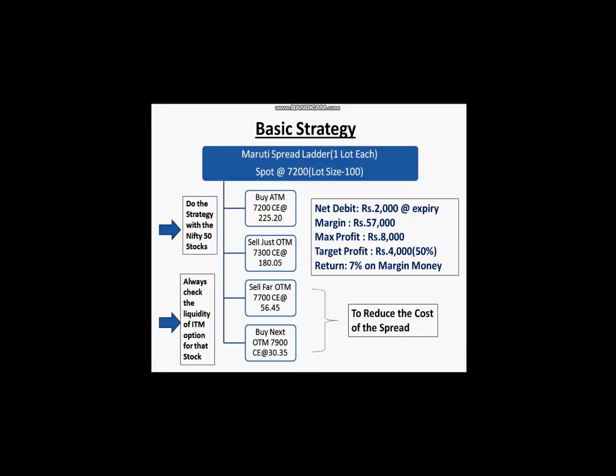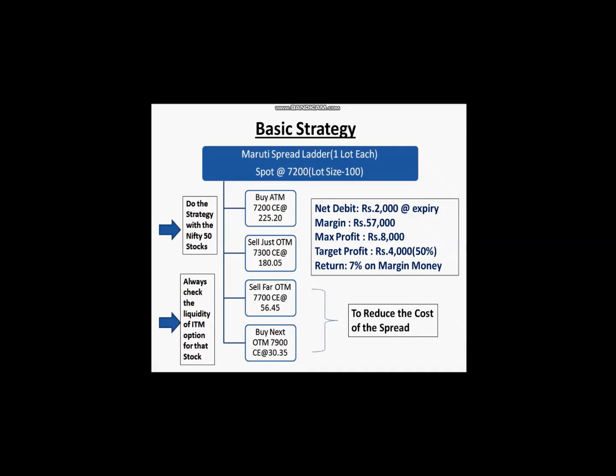I am taking the example of Maruti here to demonstrate, because if I take all the stocks, it is going to lengthen the video. On the Maruti stock, I am going to buy an at the money call option. In this case, Maruti is traded around 7,200. Maruti's lot size is 100. So I am going to buy one at the money 7,200 call option.